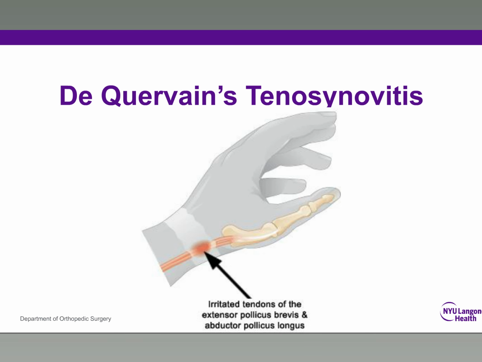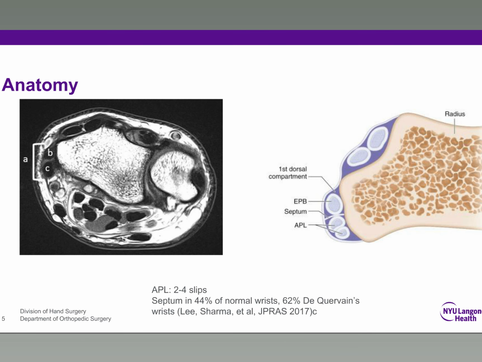So let's start with talking about de Quervain's tendonitis, which is an irritation of the tendons of the first dorsal compartment, the EPB as well as the APL. Here's a cross-section of the anatomy, and what you can see over here, labeled B and C, are your tendons of the first dorsal compartment, and here's a drawing of the same. And essentially, the APL can have between 2 to 4 slips, and the EPB is typically a solitary slip. And there's also a septum that can separate the first dorsal compartment into 2 separate subsheaths. And of those who come to surgery, approximately 62% have a separate subsheath.